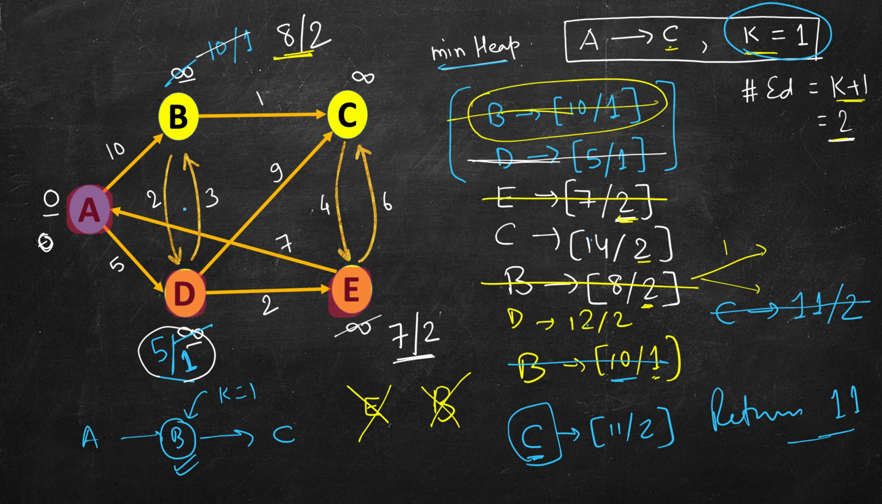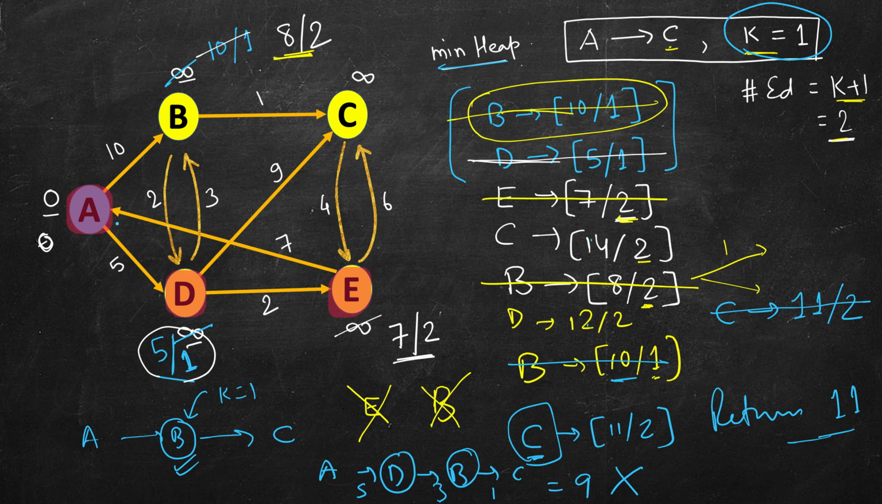What is the global shortest path? The global shortest path would be this: A to D to B to C. Let's count the distance. A to D is 5, then D to B is 3, then B to C is 1. So 5, 3, 8 plus 1, 9. But here we have taken 2 hops or 3 edges. So this is not valid.